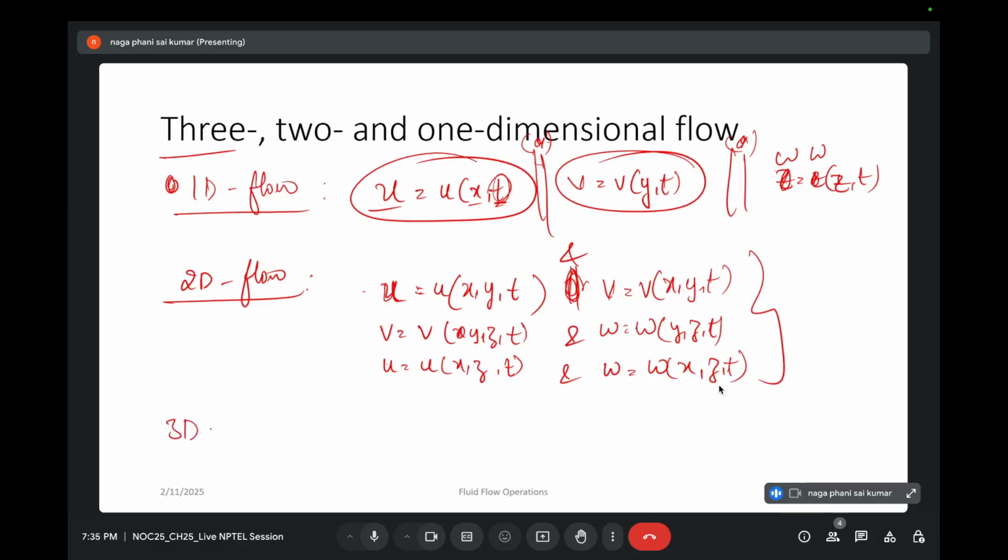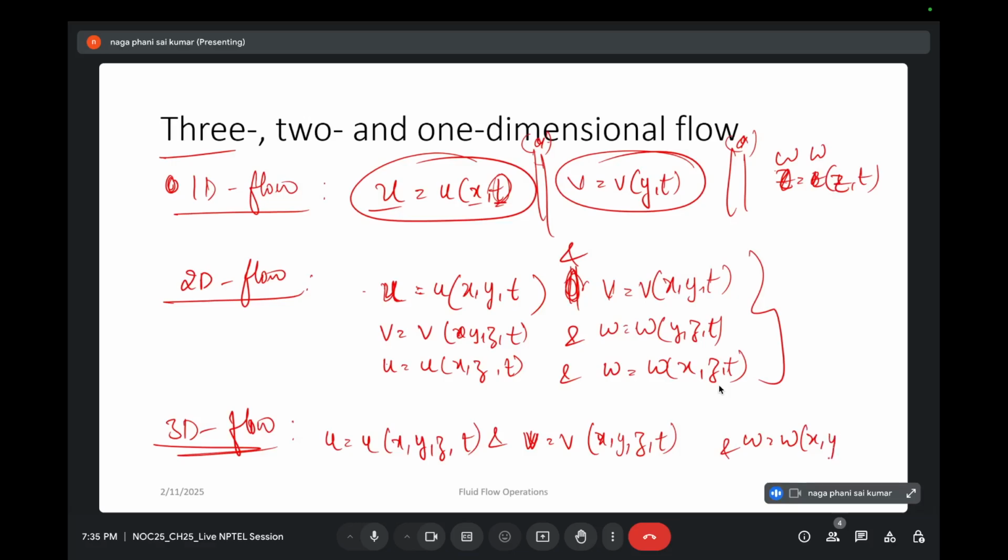And coming to 3D flow, here the fluid will be having velocity components in all three directions. So it will be u is equal to u function of x, y, z and t, and v function of x, y, z and t, and w function of x, y, z and t. Okay.